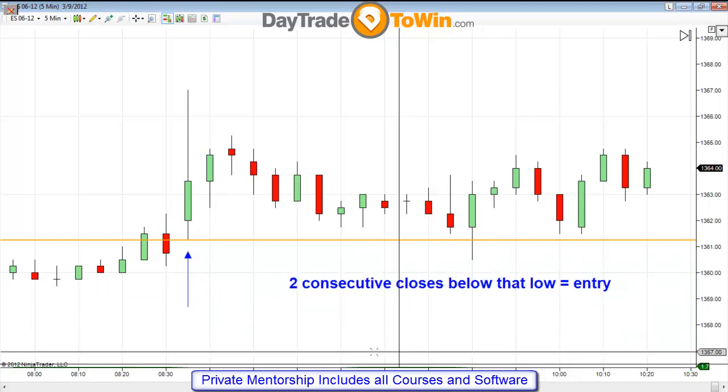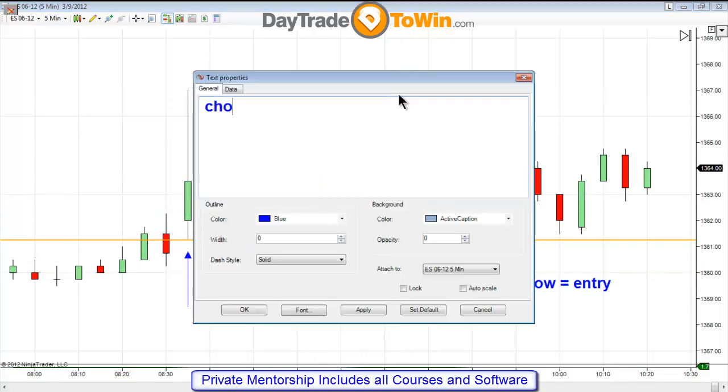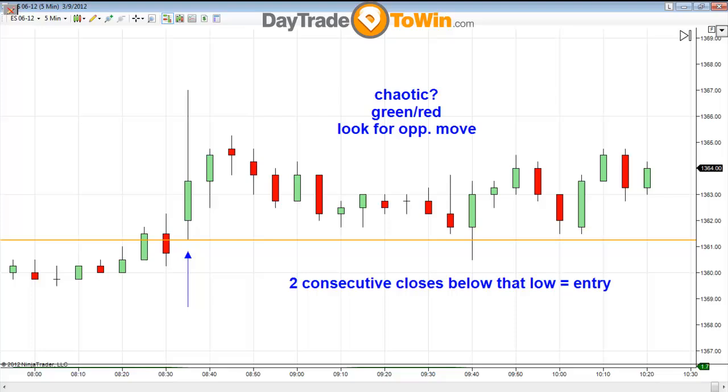Okay, so is it chaotic? Is it green or red? And then look for the opposite move. Very simple. I'm not using any indicators. I'm basing it off of price and price action, proving to me what it's doing, where it's going, and why, as I just explained to you.